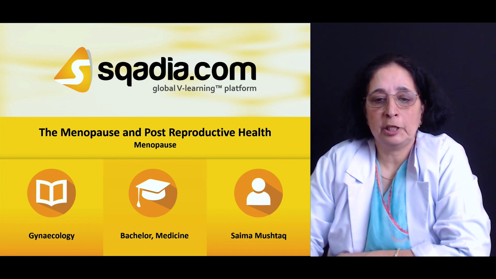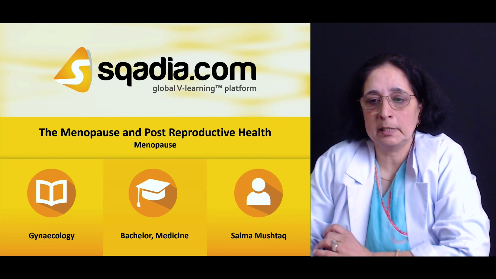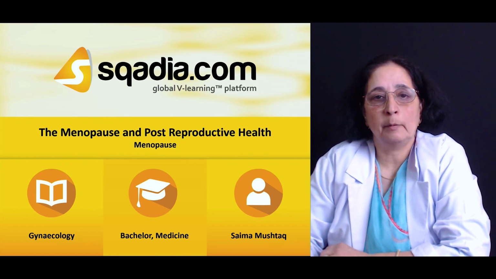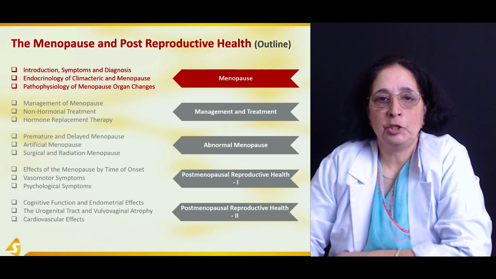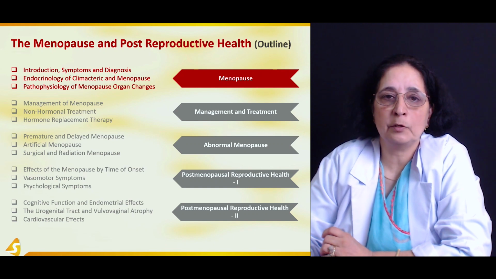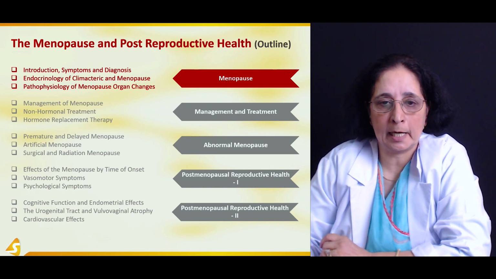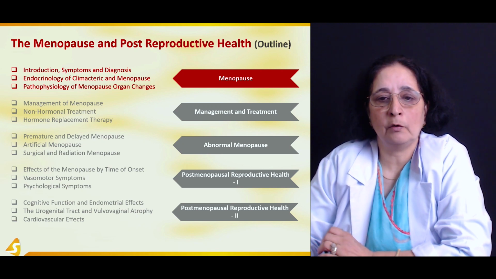And in the first section of our lecture topic, menopause and post-reproductive health, we will talk about the menopause. In this section, we will talk about what menopause is, what some symptoms of menopause are and how it is diagnosed, endocrinology of climacteric and menopause, and pathophysiology of menopause organ changes.